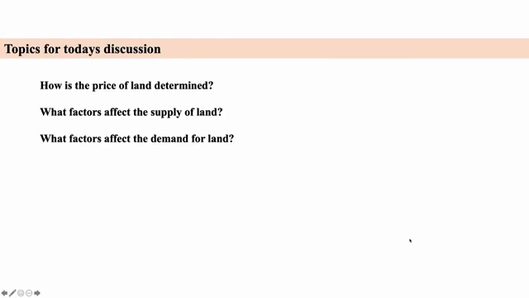So we want to discuss how the price of land is determined, what the factors are that affect the supply of land, and what the factors are that affect the demand for land. If you recall from your economics lessons, price is determined by the interaction of demand and supply. And therefore, to understand price, it will be important to understand how the supply of land and the demand for land operate in the market.